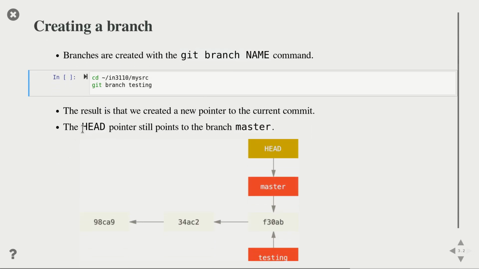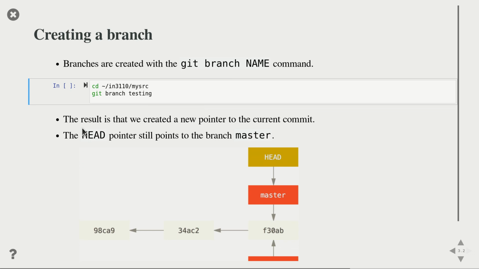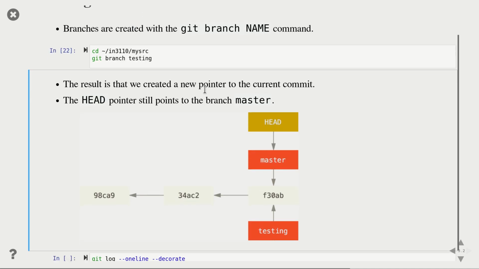But now let's say that you're working on a software project and you want to implement some testing features. Because they might break your code, you don't want to do this in the main branch, the master branch, but in a new branch, the testing branch. So what you do is use the command git branch testing to create a new branch. Let's do that.